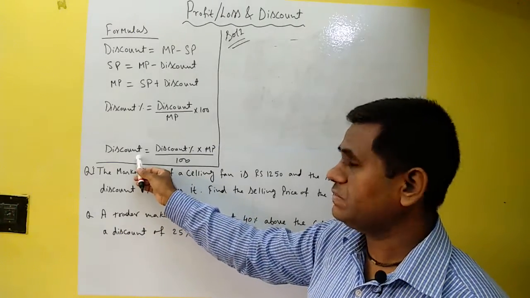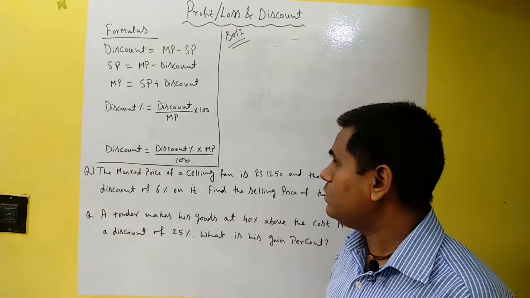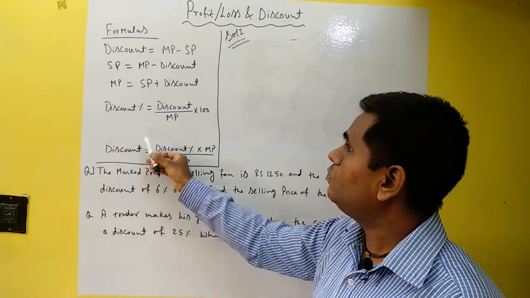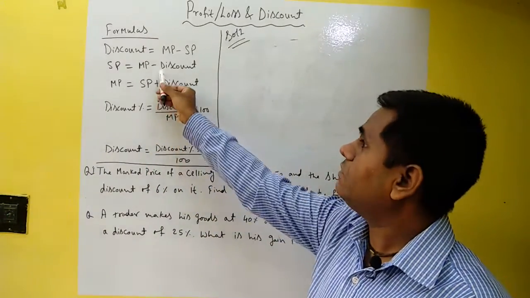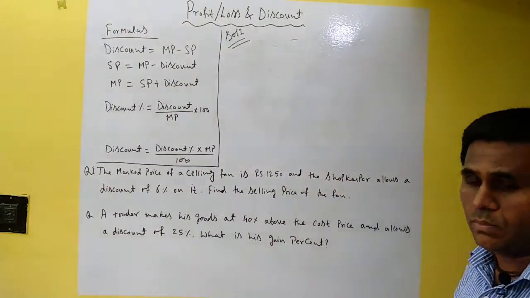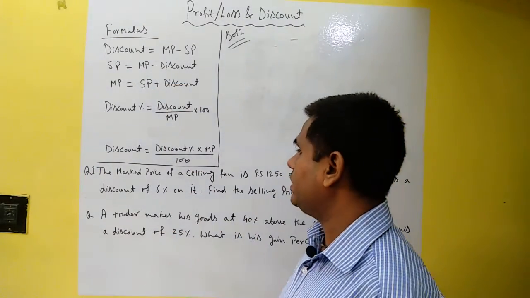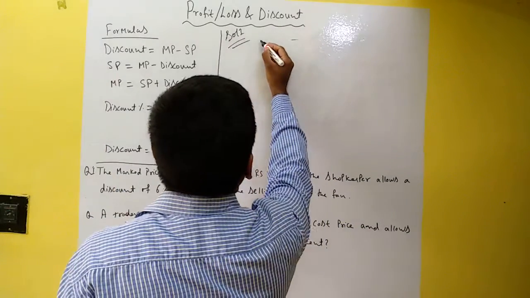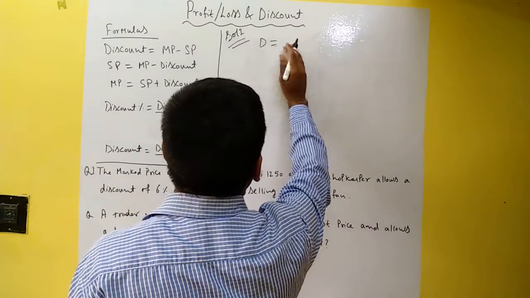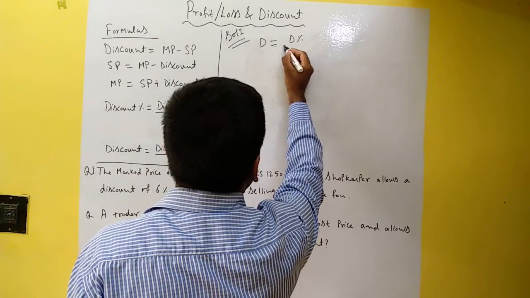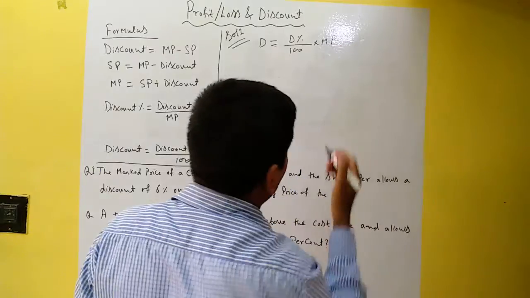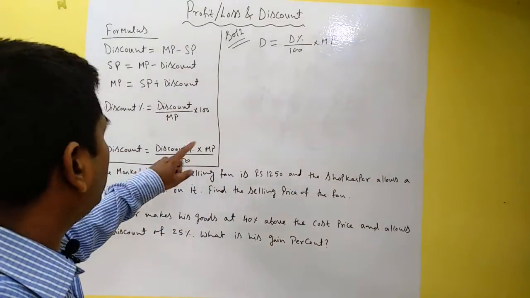We will be using this formula to find the discount in rupees. Then we will use this second formula to solve this problem. So let us quickly find the discount in rupees. Discount in rupees, D, is equal to discount percentage divided by 100 multiplied with marked price. Okay friends, same formula.